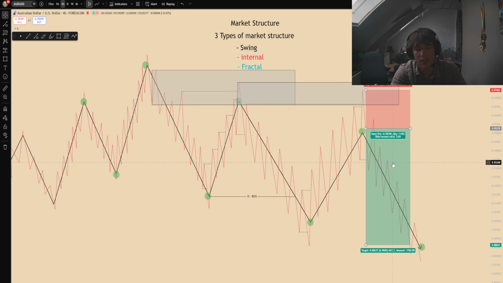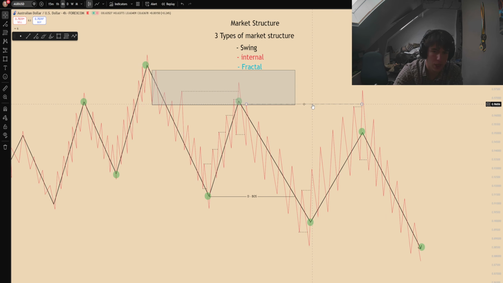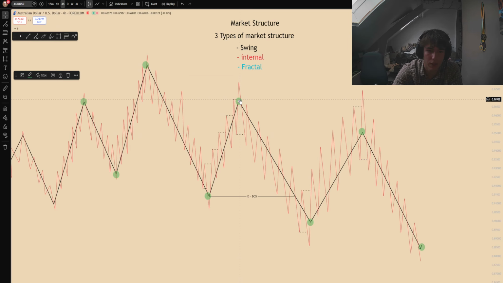But then we still have fractal structure. And fractal structure is one of the harder structures, in my opinion, to master. But if you do, you will catch very, very nice trades. And you will have a better understanding of the market's movement.